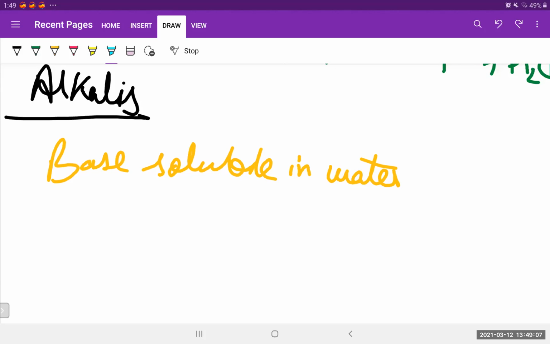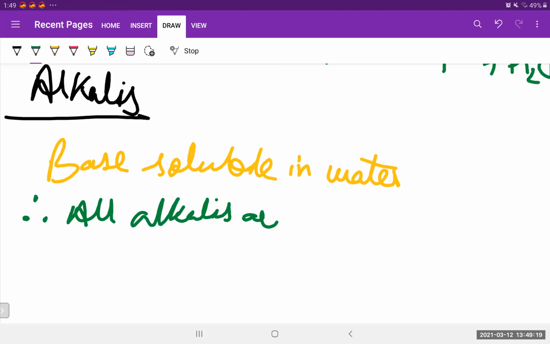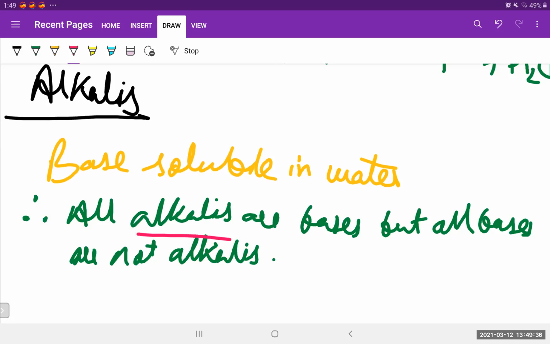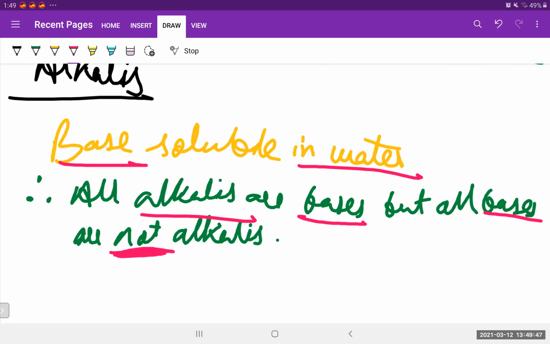So let's discuss the main types of alkalis. First of all, note this: all alkalis are bases, but all bases are not alkalis. It's a very common sense type of statement, because all alkalis are actually a type of base only, but they're soluble in water. It's not necessarily that every base is soluble in water. So all bases are not alkalis. I hope this is clear.